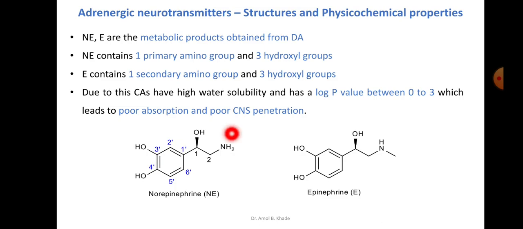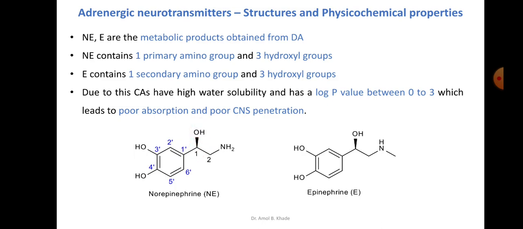You can see the numbering of the carbons present in the catechol nucleus is 1', 2', 3', 4'. So in norepinephrine we find at 3' and 4' we have the hydroxyl groups, and at the beta carbon, or at carbon number 1, we have the hydroxyl group which is coming above the plane.